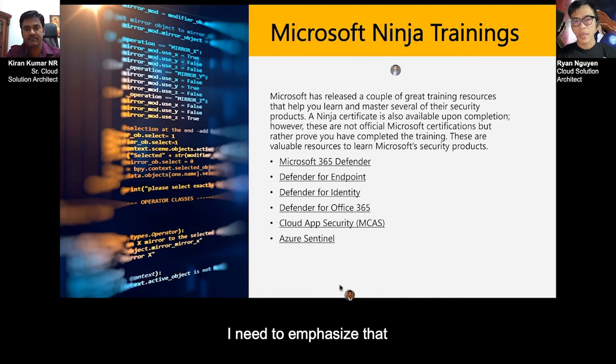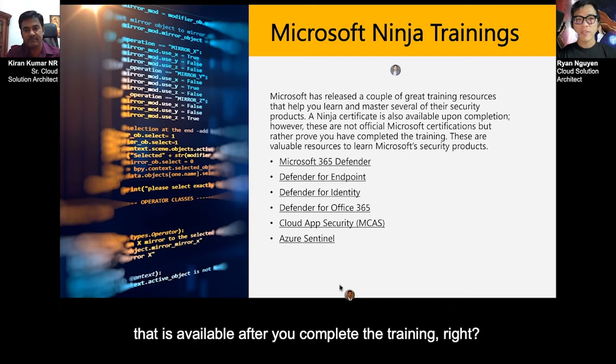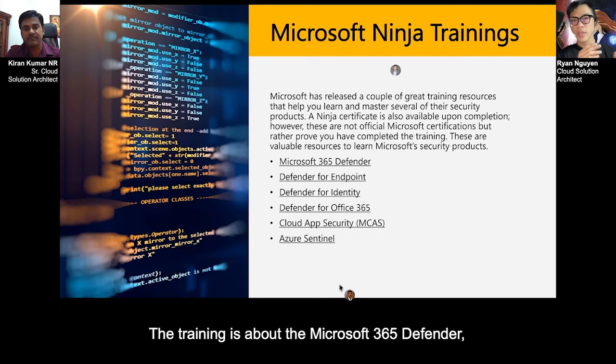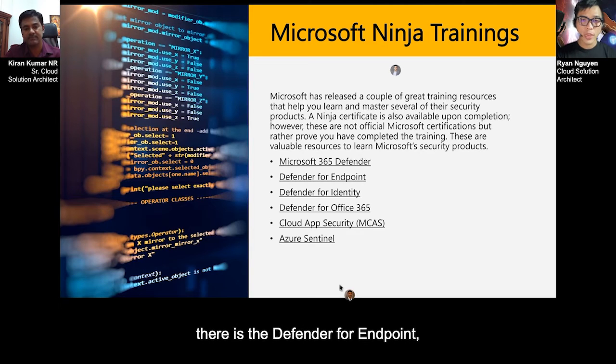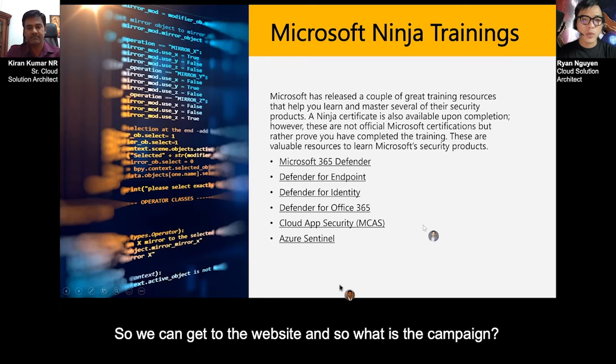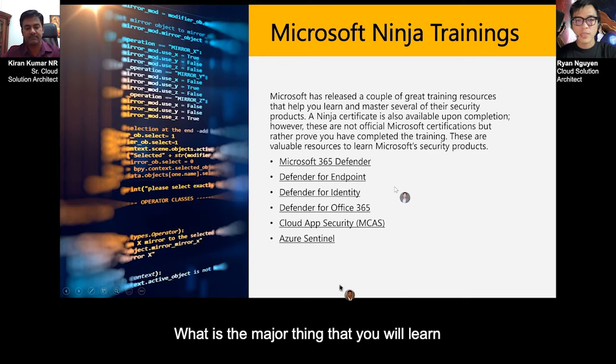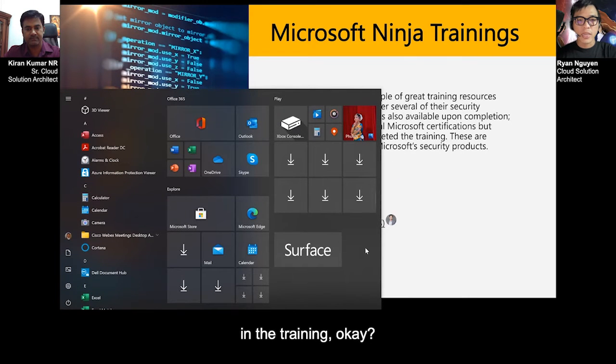And also we have an unofficial, I need to emphasize that it's an unofficial Ninja certificate that is available after you complete the training. The training is about Microsoft 365 Defender, Defender for Endpoint, for Identity, for Office 365, even for cloud security and Azure Sentinel as well. So let me swing into the website to show what the content is, what the major things are that you will learn in that training. Okay.